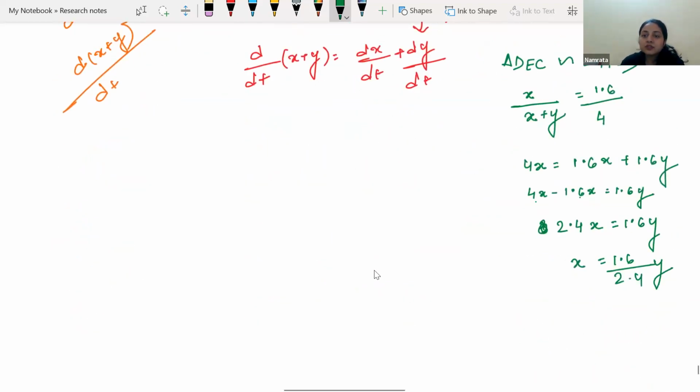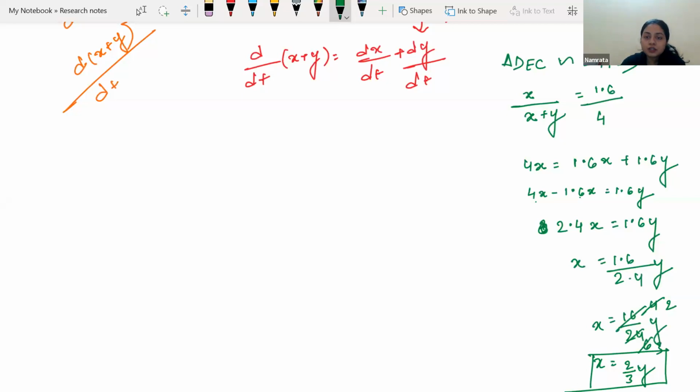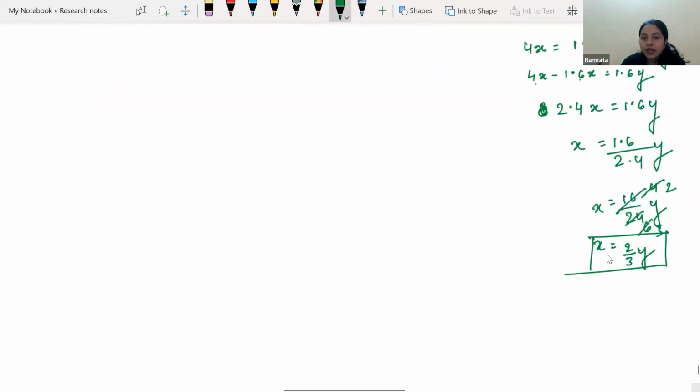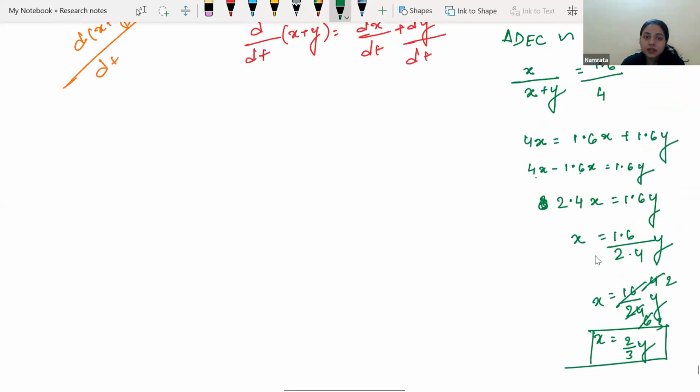If we remove the decimal from here, it will be 16 over 24 y. So x is equal to 4 times 16, 6 times 24, which is 2 by 3 y. We got one relation, one equation, where we have a relation between x and y. Okay, x equals 2 by 3 y.